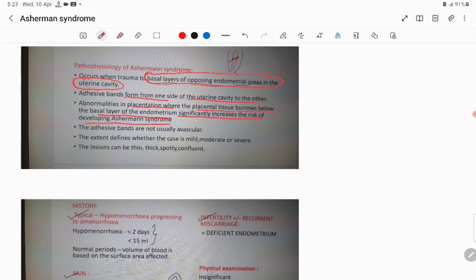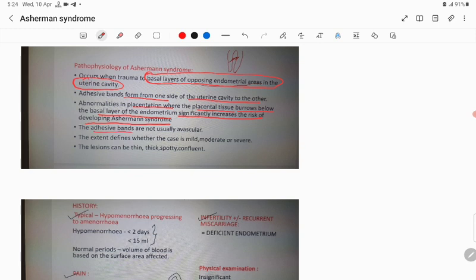The pathophysiology is that if there is trauma to the basal layer of opposing endometrial areas in the uterine cavity, adhesive bands form from one side of the uterine cavity to the other. Abnormality in placentation means the placental tissue burrows below the basal layer of the endometrium, which will significantly increase the risk of developing Asherman syndrome.